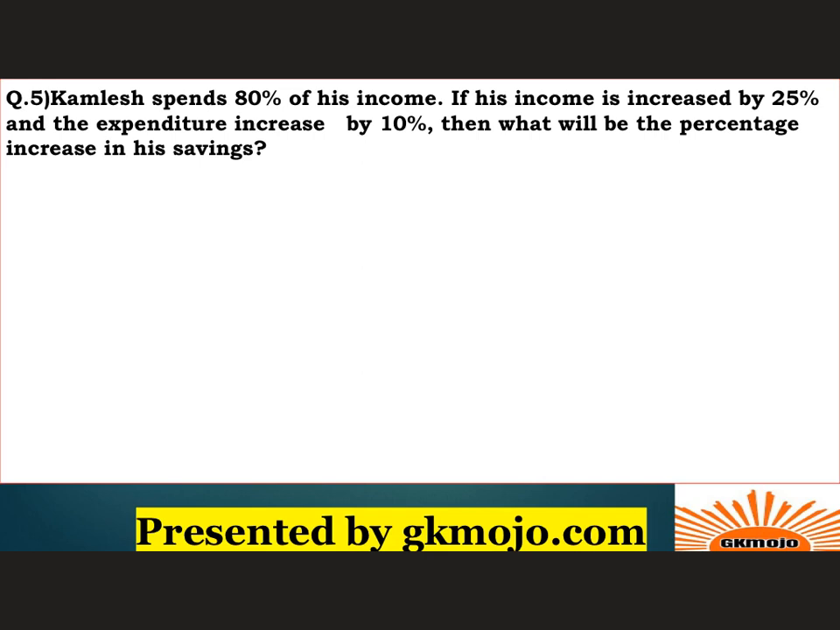So Kamlesh spends 80% of his income. So income, expenditure, saving. Let the income be 100. He spends 80%, so 80, and the saving is 20. Correct? If his income is increased by 25%, so new income will be 125. What would be the expenditure? Increases by 10%, so this will be 10% of 80 is 8. Added to 80, 88. Right? So the new expenditure is 88.